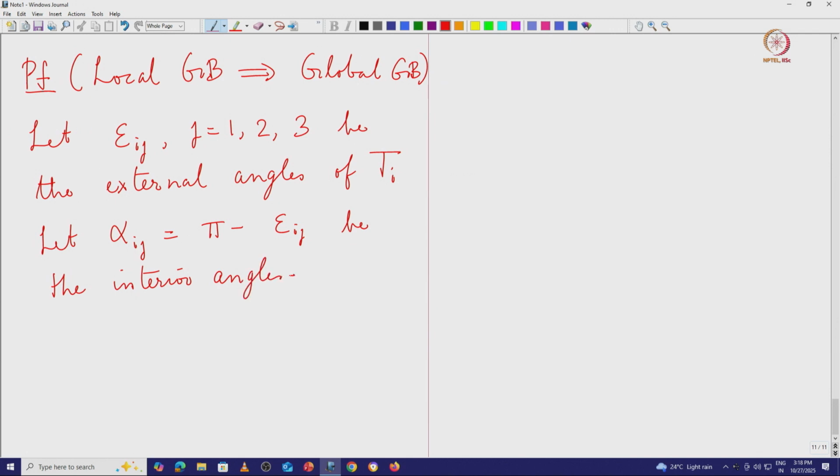So the reason for considering the interior angles is that if you consider various triangles, then the interior angles at any vertex will sum up to 2 pi, okay. So then by the local Gauss-Bonnet we have the following.